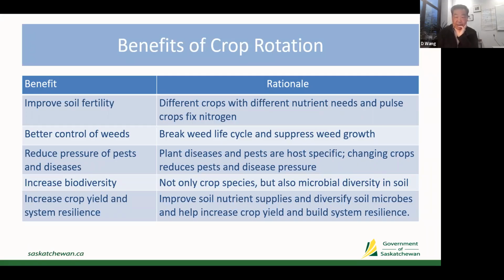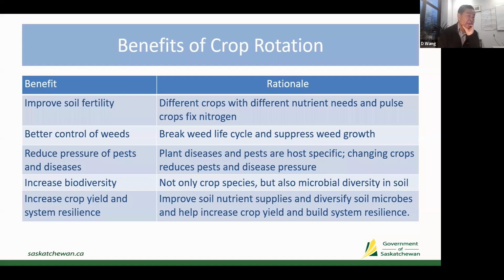Rotating crops provides many advantages and benefits. Some benefits will show in a fairly short period of time. Others may take quite a few years or even a decade to demonstrate. One of the benefits is improved soil fertility, because different crops have different nutrient needs, and a pulse crop would fix nitrogen if you incorporate that pulse crop into your rotation.